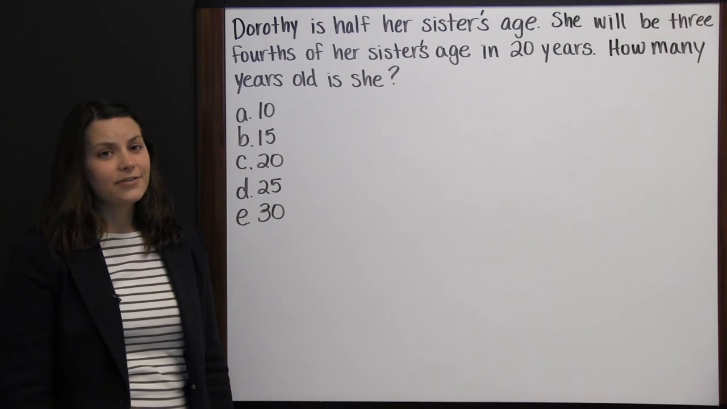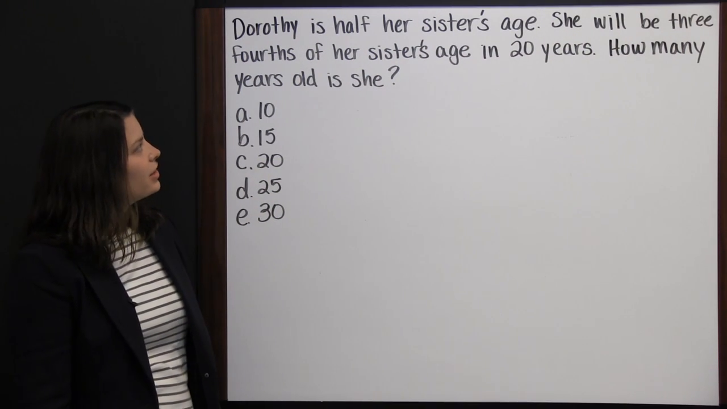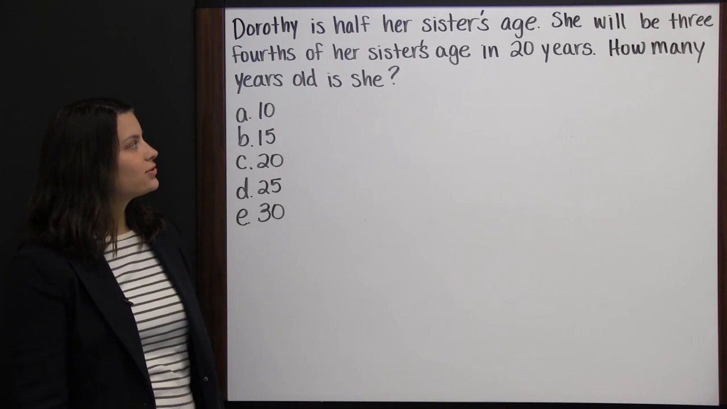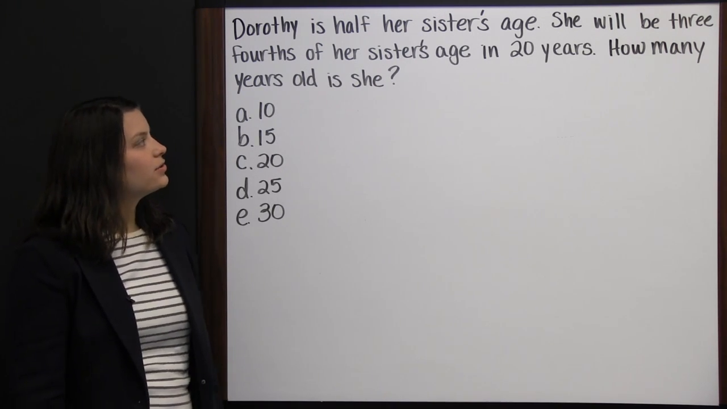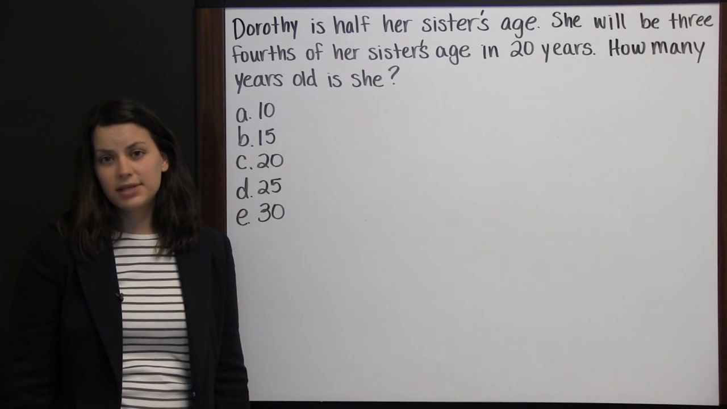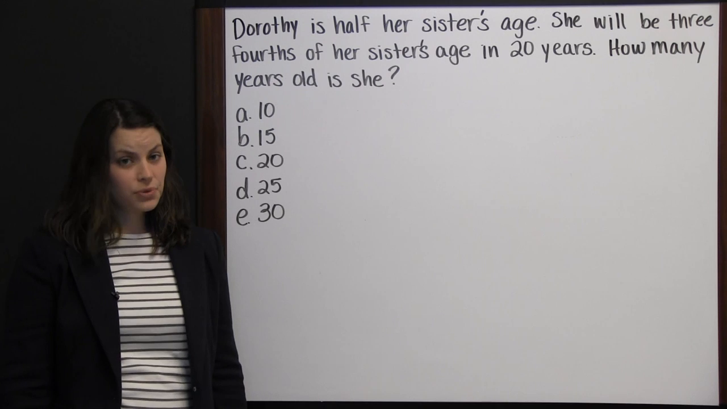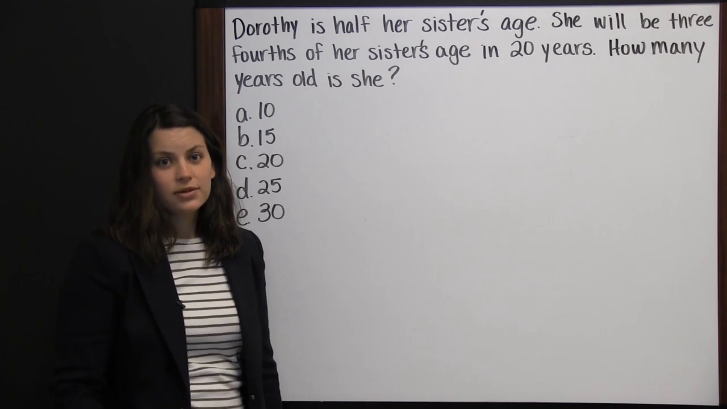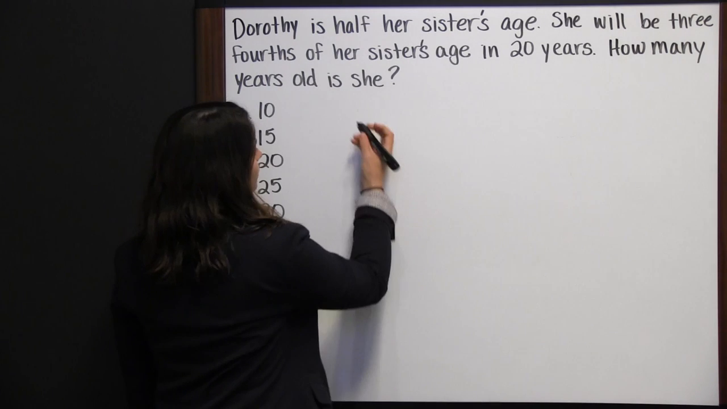Dorothy is half her sister's age. She will be 3/4 of her sister's age in 20 years. How many years old is she? We have two unknowns here. We don't know Dorothy's age, and we don't know her sister's age. So I'm going to make up two variables for this.